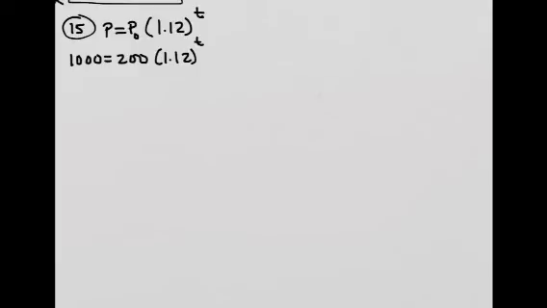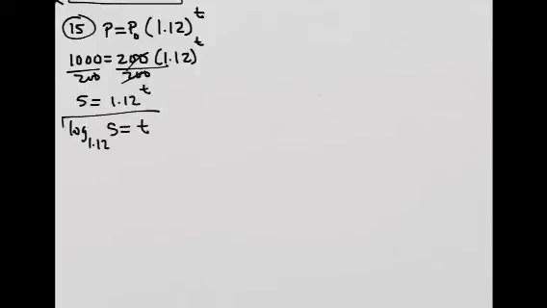Okay, so they gave you the equation. P equals P sub 0 times 1.12 to the t. And it says that if they start off with 200 bacteria, how long will it take for the population to increase to 1,000? So we're going to divide by 200. Okay, and that gives you 5. So when will it grow by 5 times? So here's the equation. So log base 1.12 of 5 equals t.